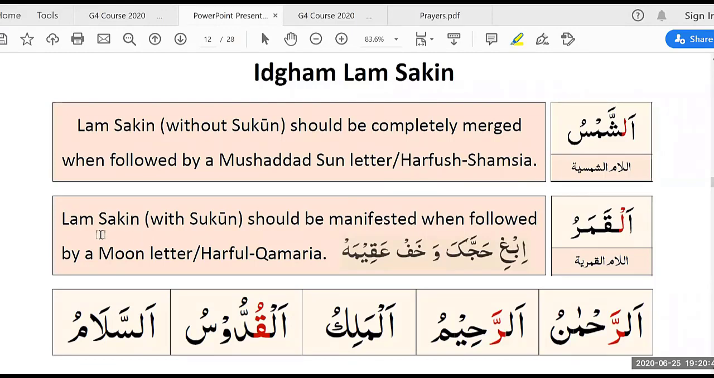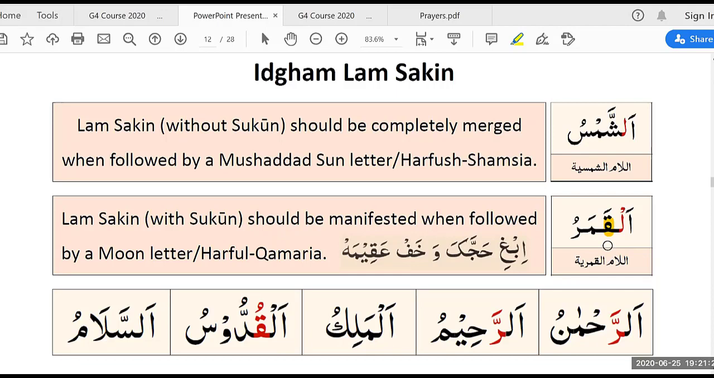And then the second rule is Lam Sakin should be manifested when followed by a moon letter, Harful Qamariya. We can remember the 14 moon letters if we remember this phrase: Ibqi hajjaka waqaf aqima. If you focus on this phrase, you can see that there are exactly 14 letters. So if Lam Sakin is followed by any of these 14 letters, in this case we have Qa, then we are going to manifest the sound of Lam.